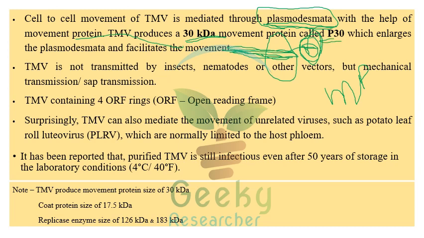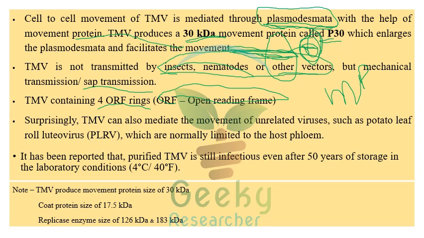And TMV is not transmitted by insects or nematodes or any other vectors, because most plant viruses, as I told you in the first slide, are transmitted by insect vectors. But TMV is not transmitted by insects, nematodes, or any other vectors, but by mechanical transmission or sap transmission. Mechanical or sap transmission is the mode of spread. TMV contains 4 ORFs. ORF means open reading frame. So 4 ORFs.